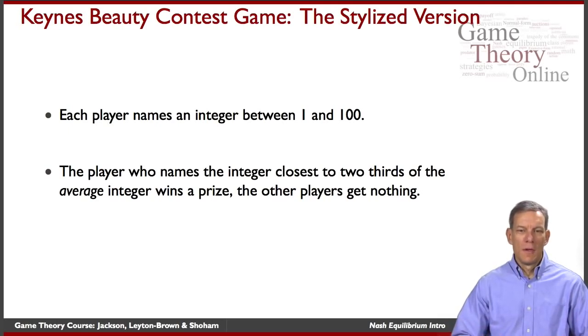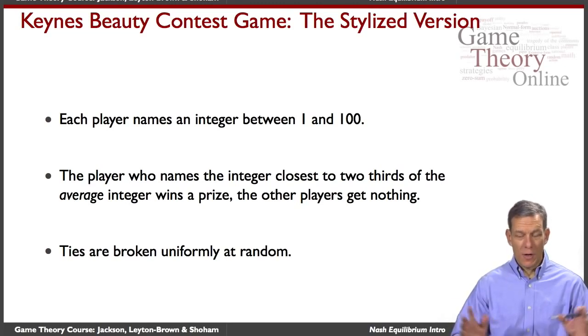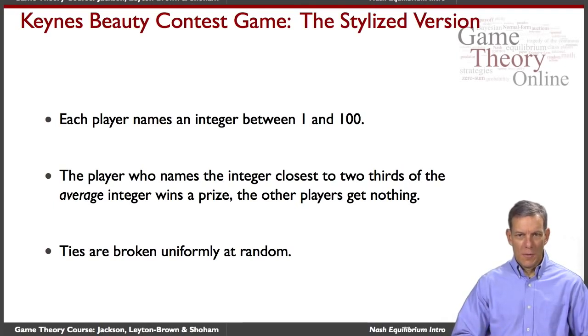To win this game, you have to guess the average and then 2/3 of it. You want to be right at 2/3 of whatever the average guess is, so a little bit below the average guess. If two people happen to hit the right integer, ties are broken uniformly at random. We'll flip a coin, or if there are three people, we'll roll a three-sided die, etc. So how would you play this game? You have to think about what other players are going to do and then forecast what you think the best integer is in response to that.